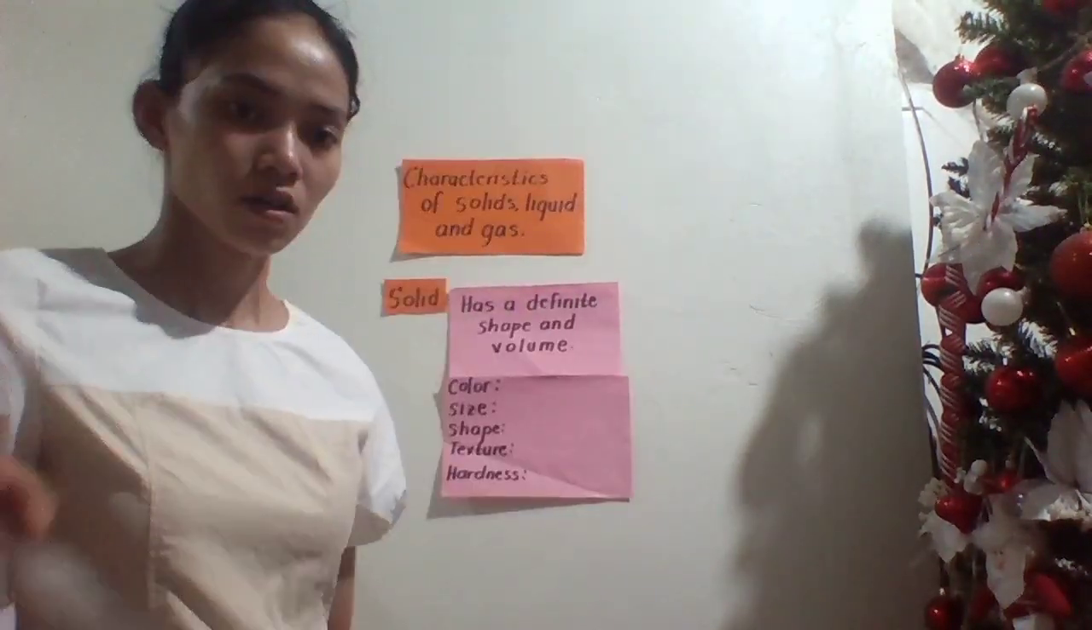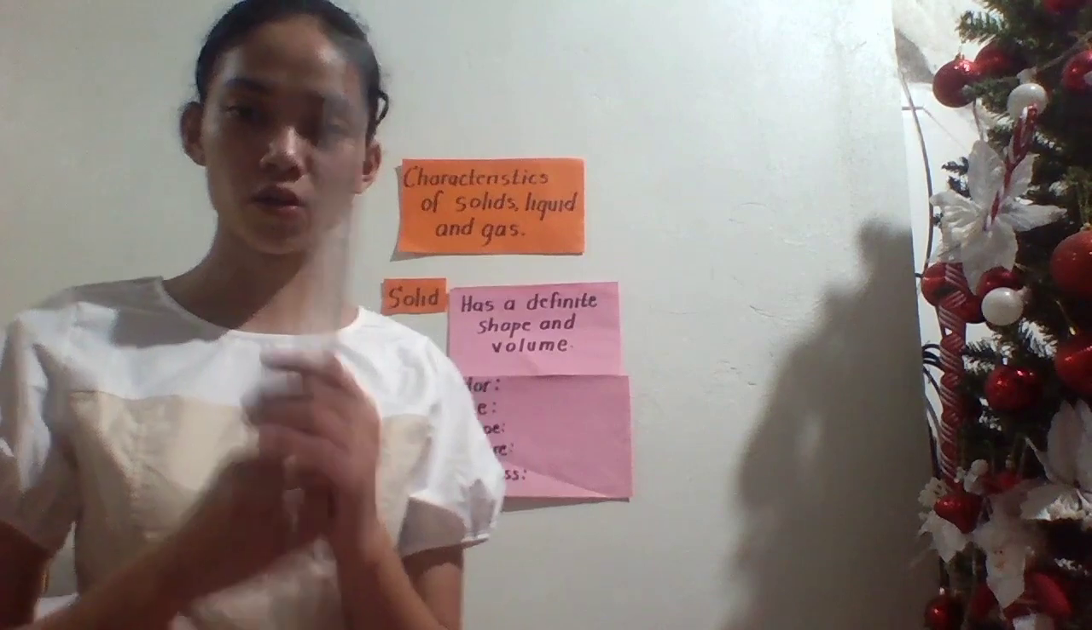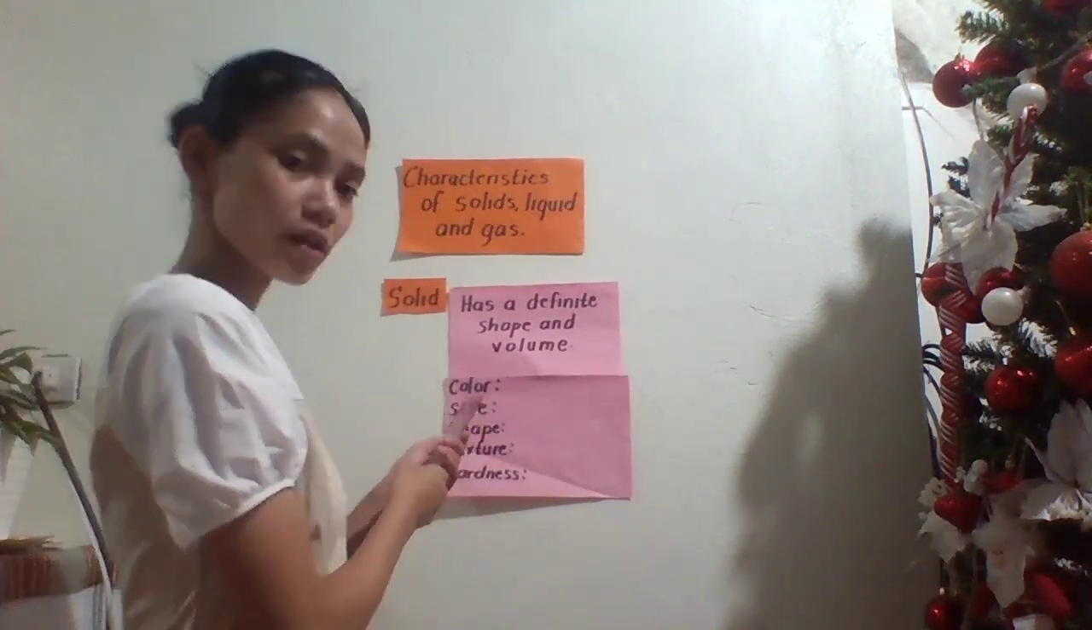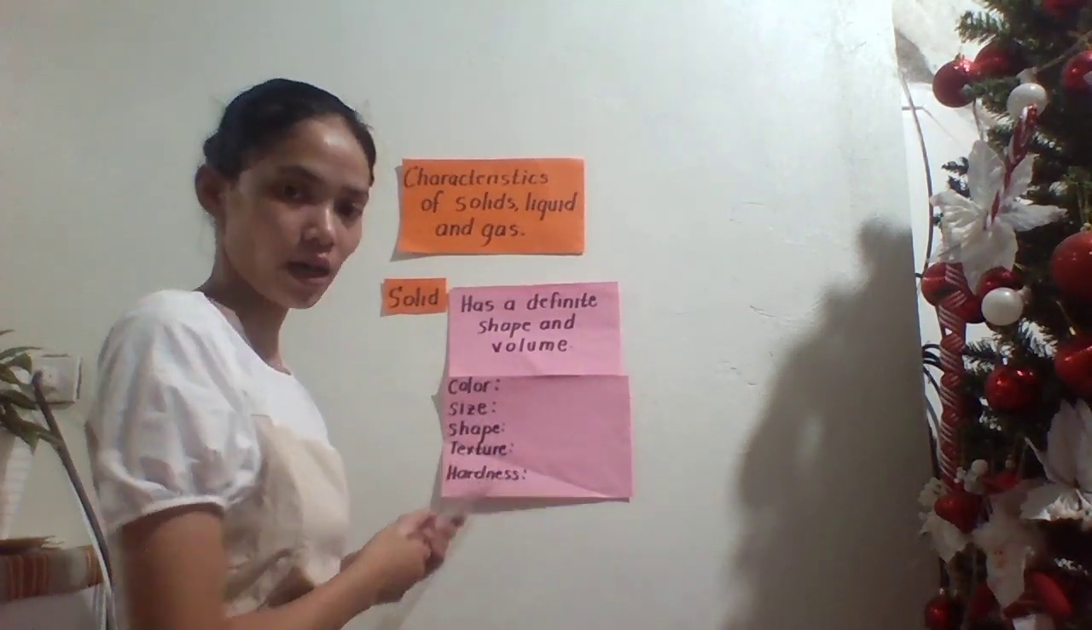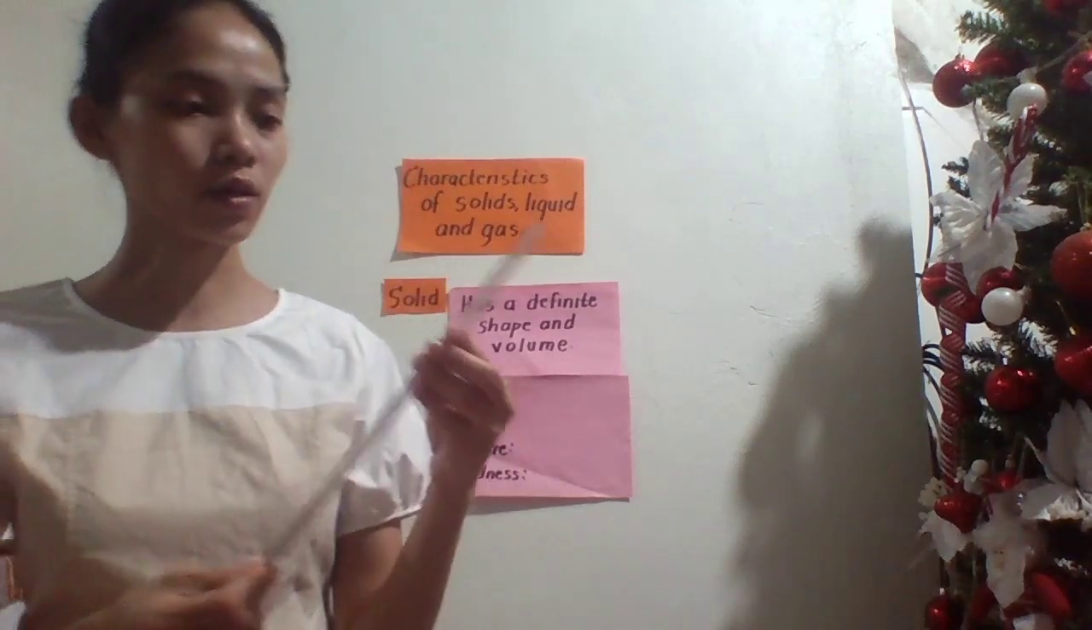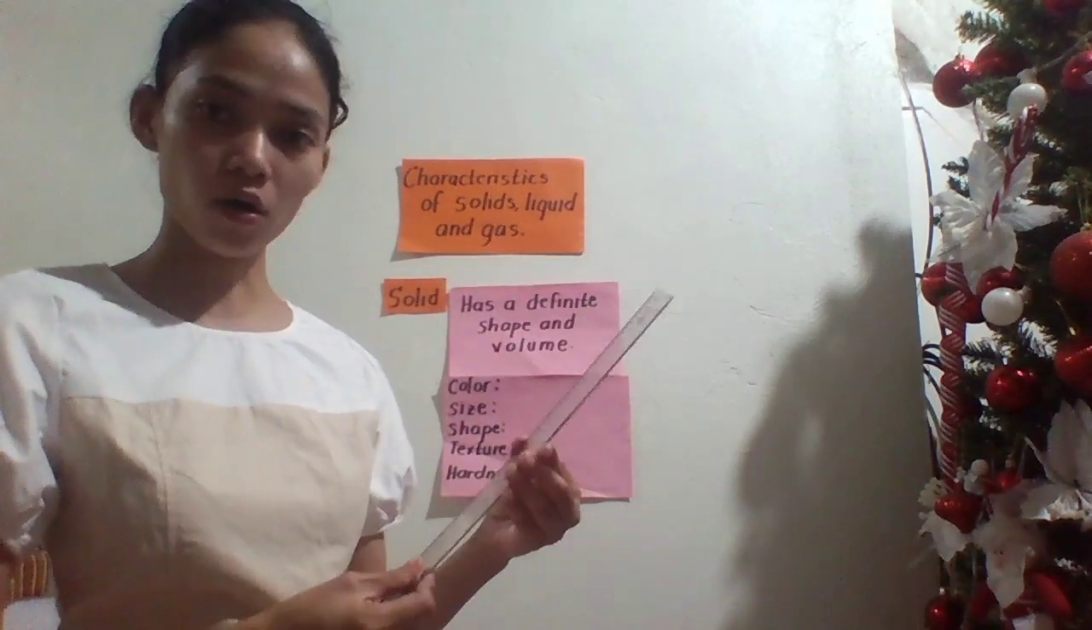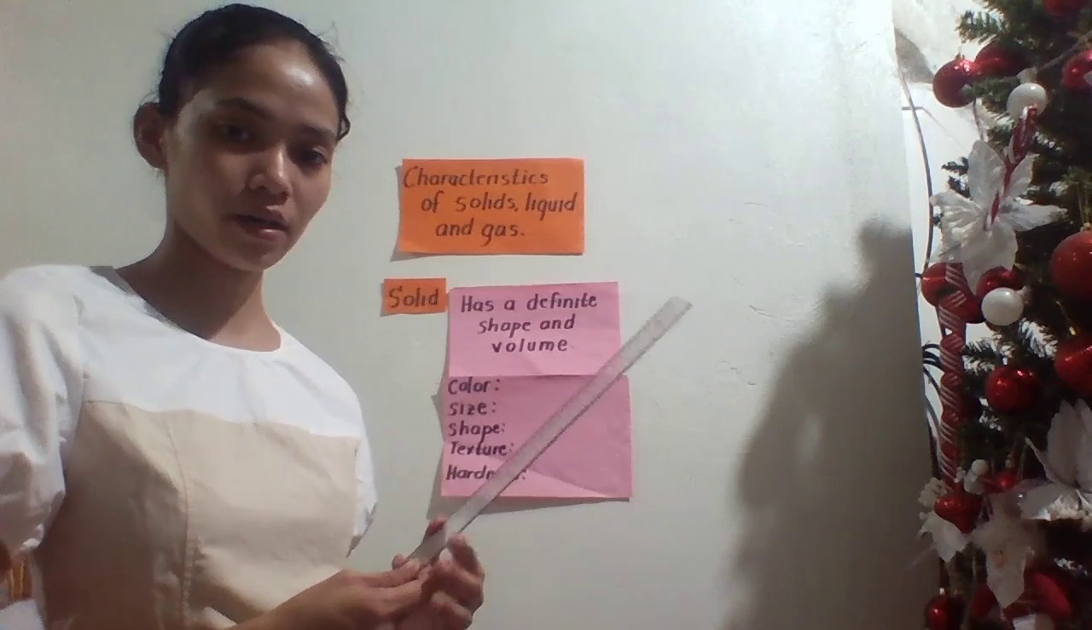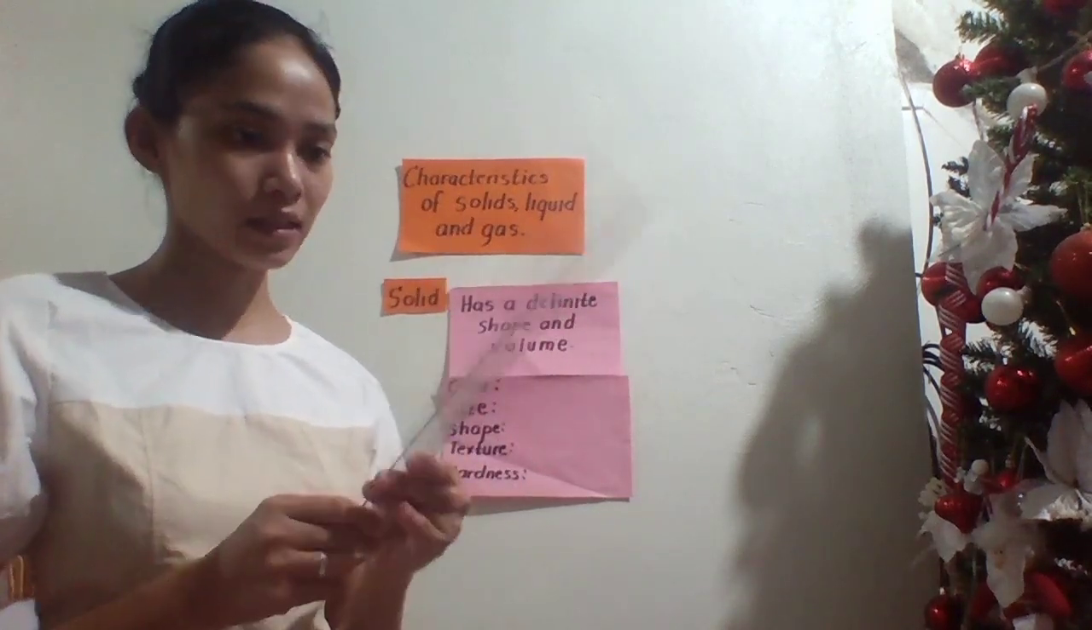So another example of solid is roller. So the solid has color, size, shape, texture, and hardness. So the color of the roller is white, and the size is long, and the shape is rectangular, and the texture is smooth. When you press it, it is hard. Next is liquid.